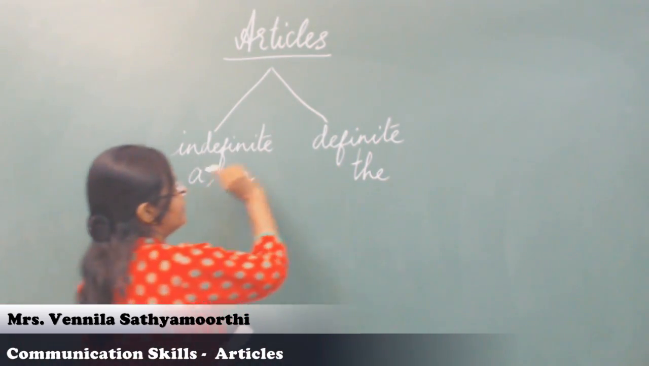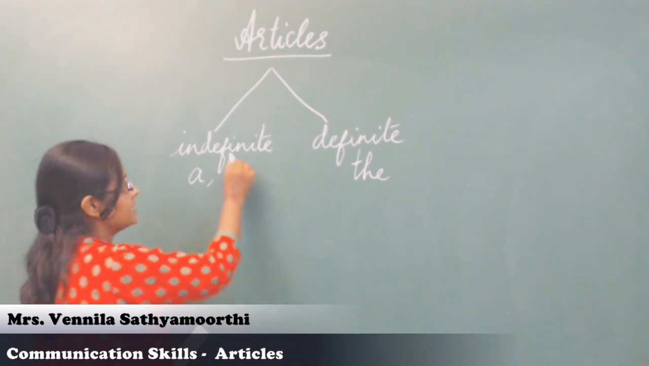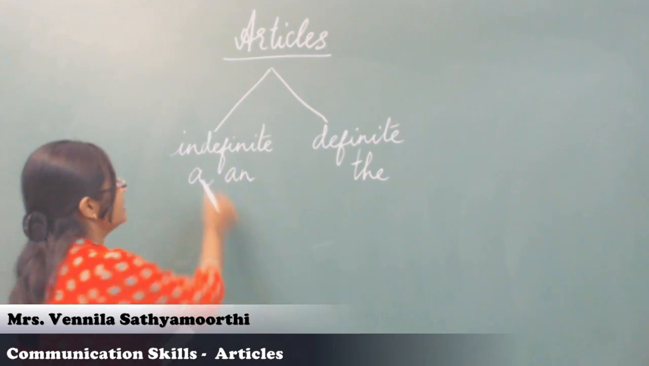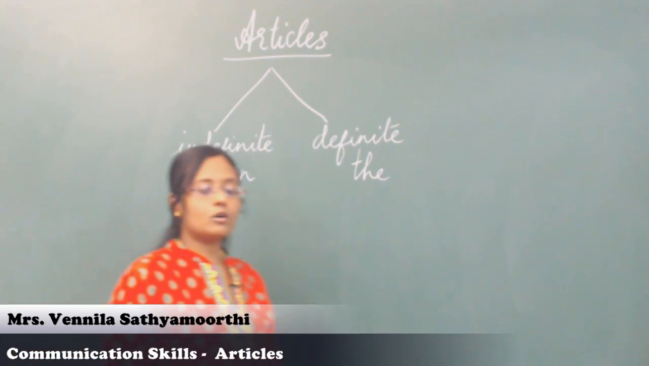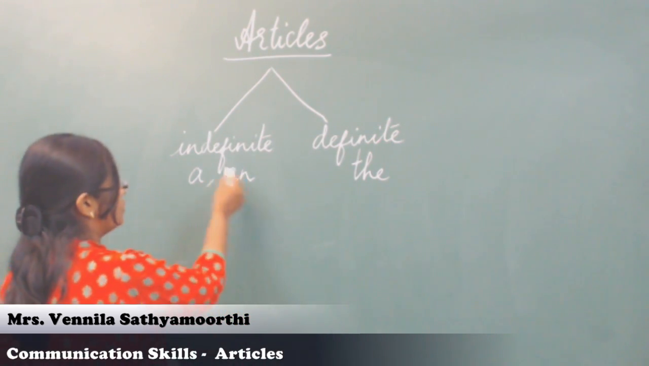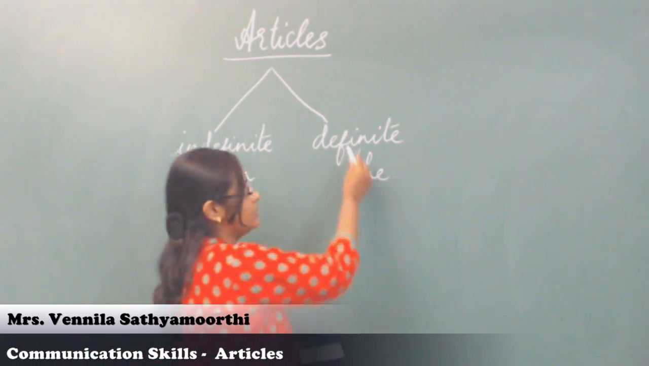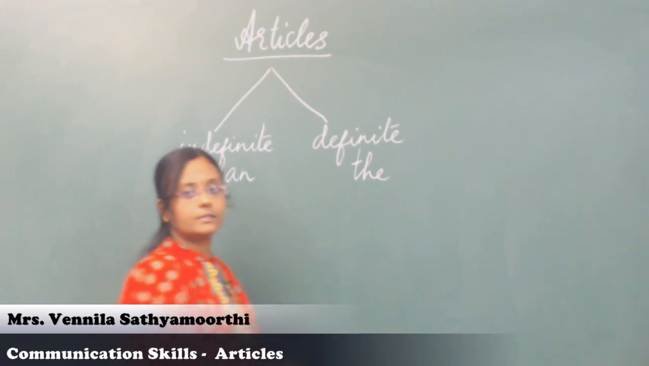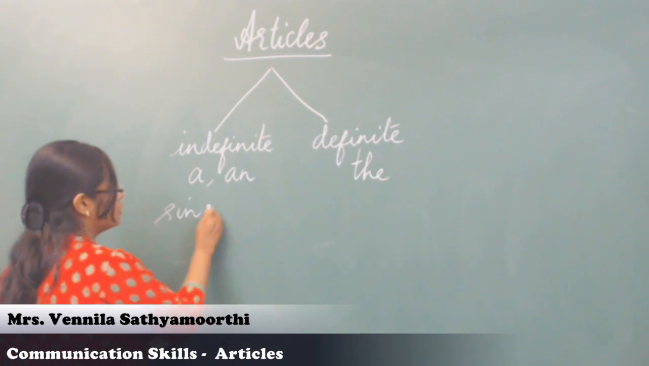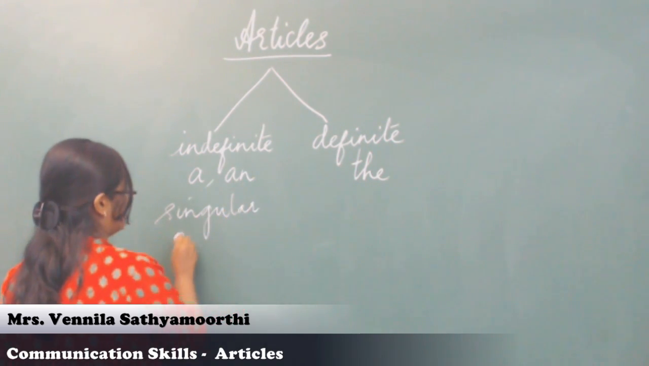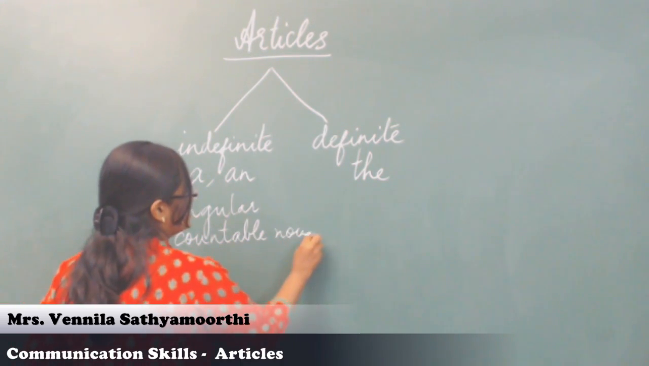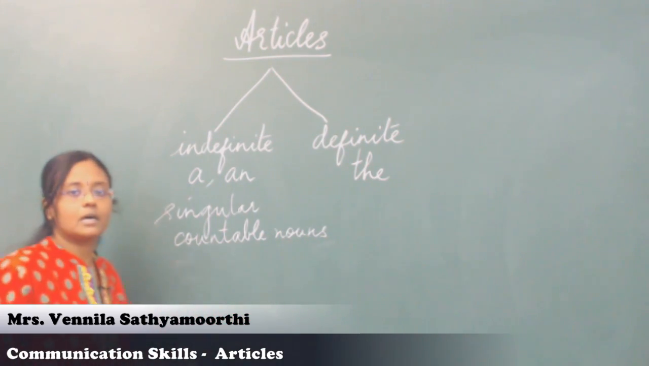Now you see, articles are divided into two kinds, indefinite and definite. As the name suggests, it's very easy to guess the meaning. Indefinite, when you talk about a person or a thing, not definite, we use a or an. And then definite means specific or particular, we use the. And a and an are used before singular countable nouns.